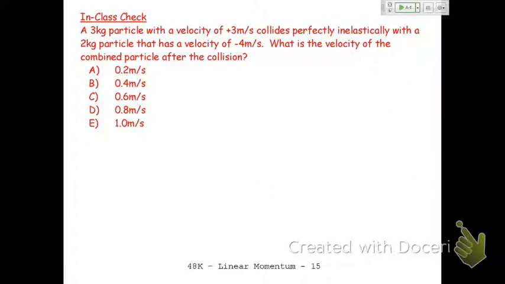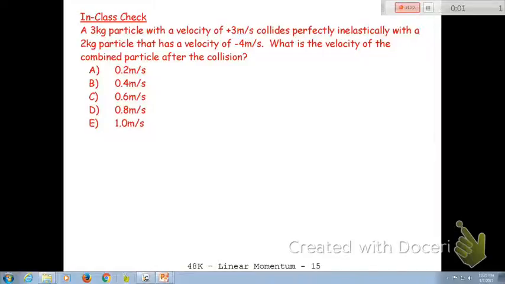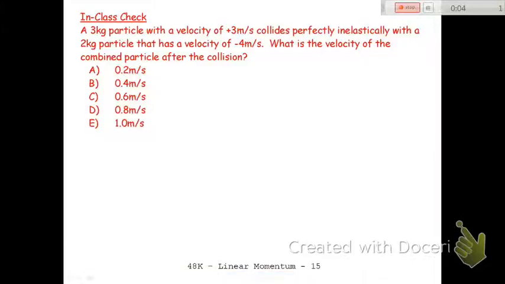Okay. Speaking of perfectly inelastic, a 3 kilogram particle with a velocity of 3 meters per second collides perfectly inelastically with a 2 kilogram particle that has a velocity of minus 4 meters per second. What's the velocity of the combined particle after collision? I'm running out of time, so do this real quick. Again, I'll just do the diagrams and everything.